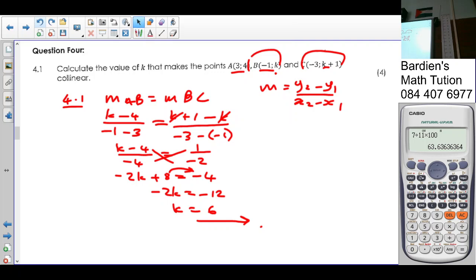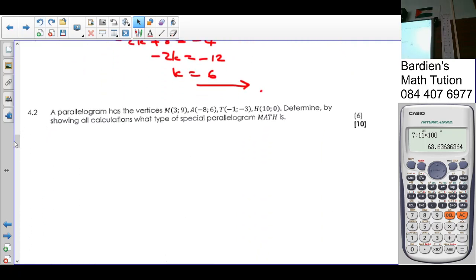Any confusion here, people? Remember, if points are collinear, gradients are equal. What does collinear mean? The points, the coordinates, lie on the same line. So if the coordinates lie on the same line, then the gradient must be the same. Anywhere along that line, the gradient is that gradient. Now let's go to 4.2.